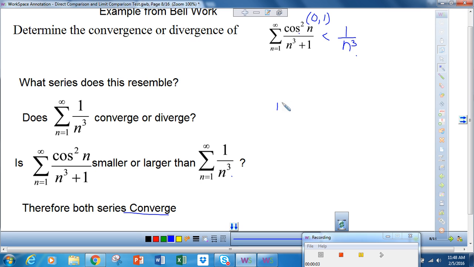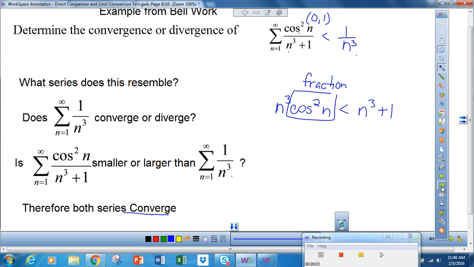So if you didn't like the way that I reasoned that, let's do it this way. I have to prove that this term is smaller than this term, so I'm going to cross multiply again. Get n cubed cosine squared n is less than n cubed plus 1. So once again, because this is a fraction, it's going to make n cubed smaller than adding 1 to n cubed. And so since it's smaller and 1 over n cubed converges, the entire thing converges.